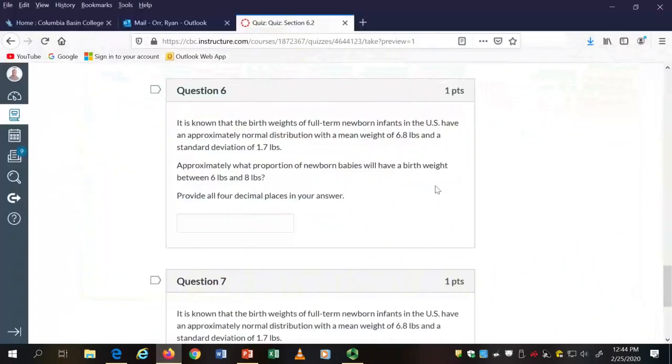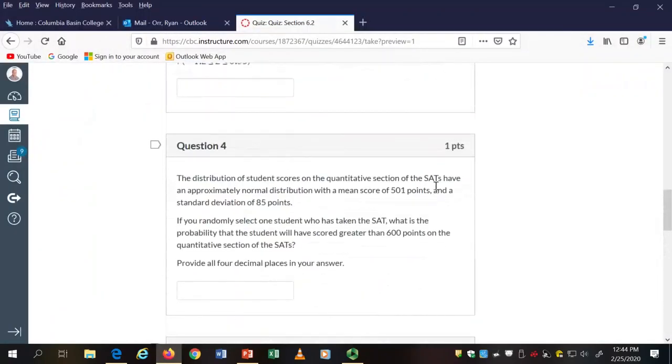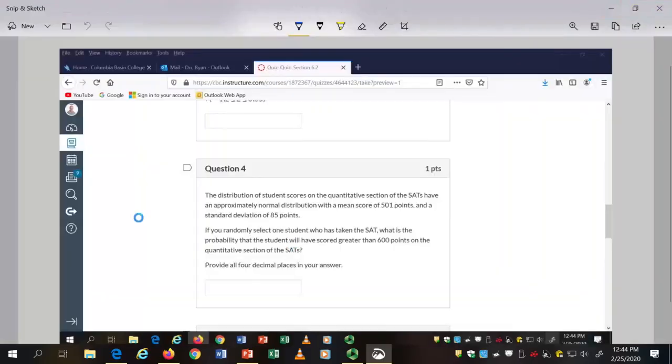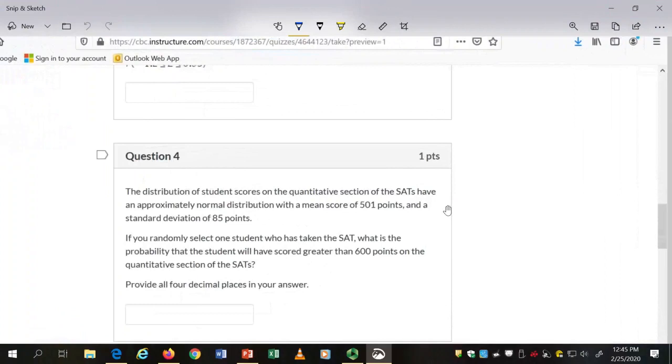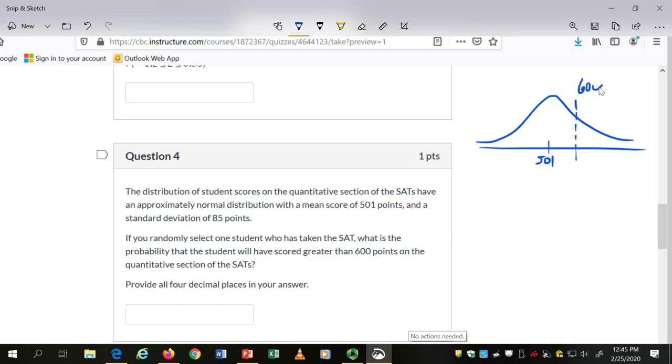So let's go back. We were here. Number 4. This is a similar one, but you have to be careful because you have to remember that this is a greater than question. Let me pull that up here. So it gives us the distribution. It says that they have a normal distribution centered at 501. And then my question is, what's the probability that someone scores more than 600? So it'd be up here.